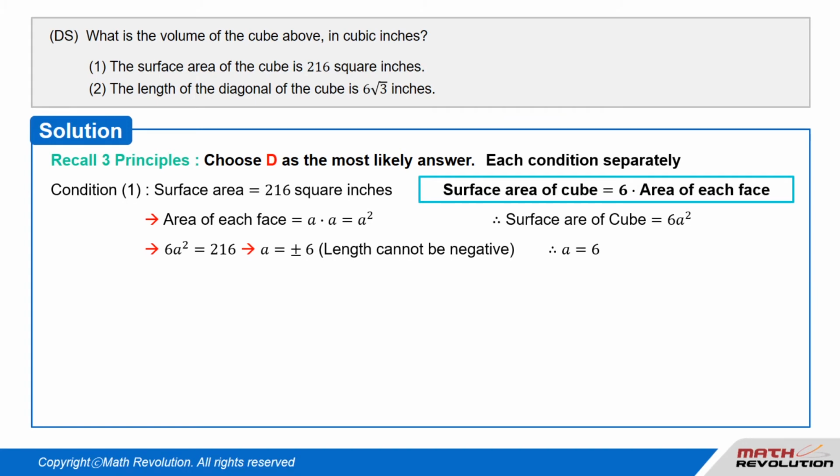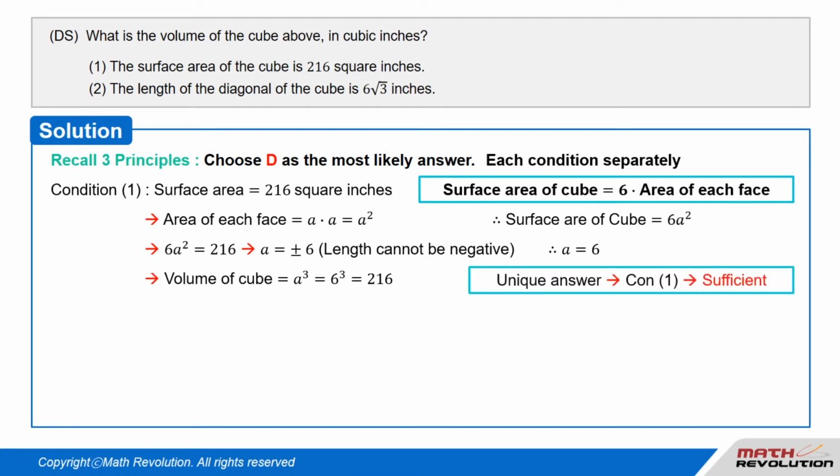So, A equals plus minus 6. But the length cannot be negative, so A must equal 6. The volume of cube equals A cubed equals 6 cubed, or 216. This solution is unique, so the condition 1 is sufficient.